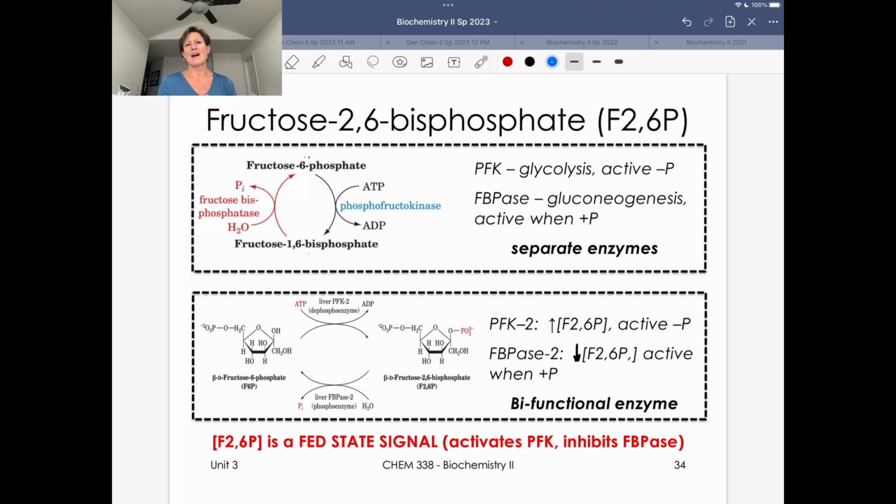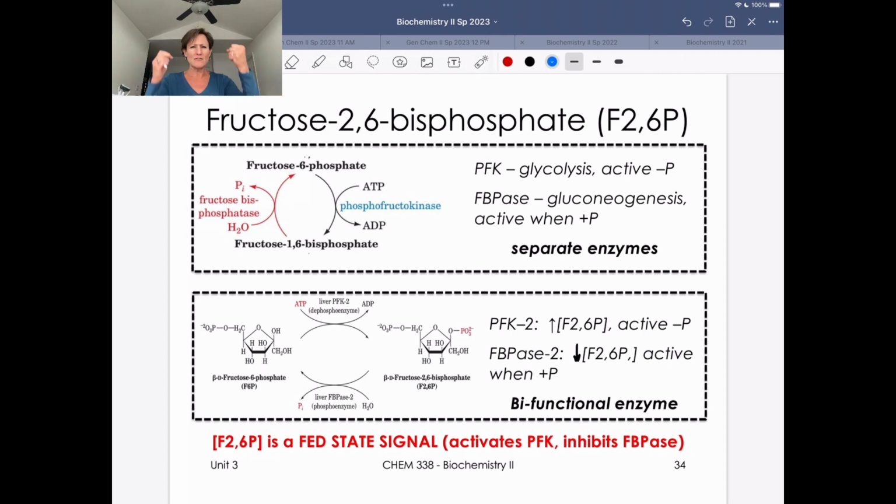But what we're going to do right now is learn about an important molecule that helps both of those enzymes, PFK and FBPase, control their R state versus T state. So they are allosteric regulators, okay? Or this molecule, F26P, is an allosteric regulator.